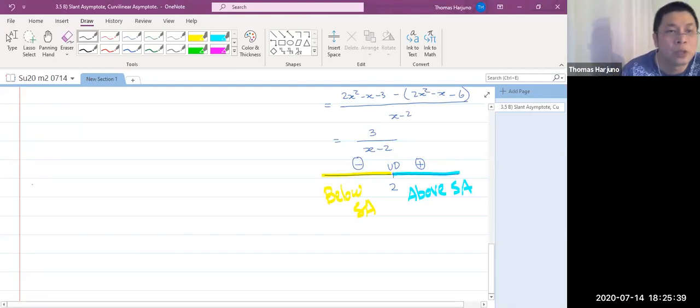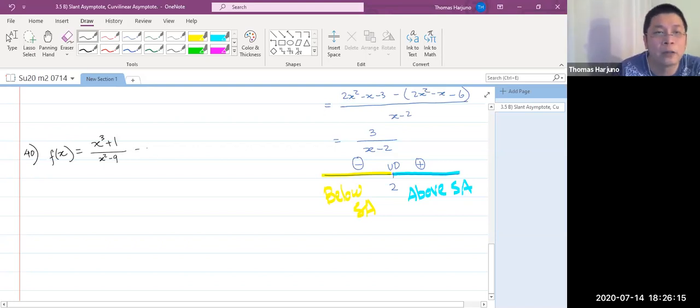asymptote. Number, what's a good one? Number 40. I don't see anything else that is actually good. Yeah, number 40 is the one I can think of. Number 40, let me do it here. f(x) equals x cubed plus 1 over x squared minus 9.